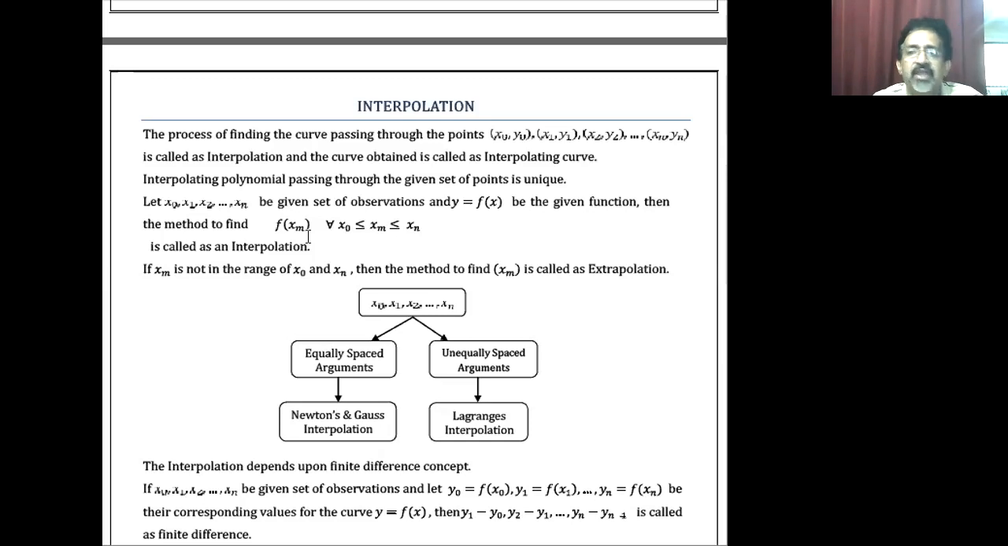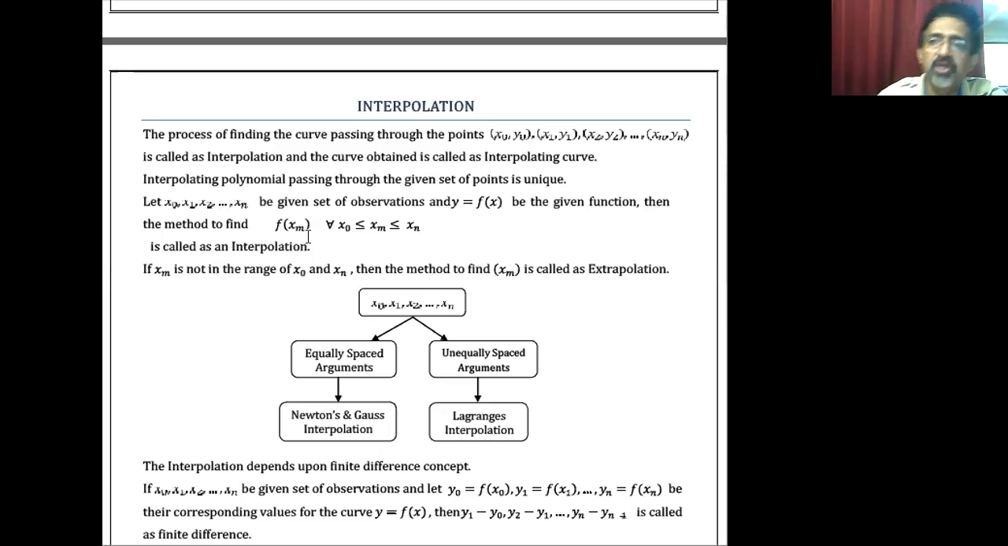See, for example, if I say x0 is 0, x1 is 5, x2 is 10, x3 is 15, x4 is 20. If I give an exercise like this, what is your observation here? x0 is 0, x1 is 5, that means 5 minus 0 is 5. Then x2 is 10, so x2 minus x1, 10 minus 5, again it is 5. x3 is 15, 15 minus 10 is again 5. So like that, these points x0, x1, x2, so on up to xn, they are equally spaced.